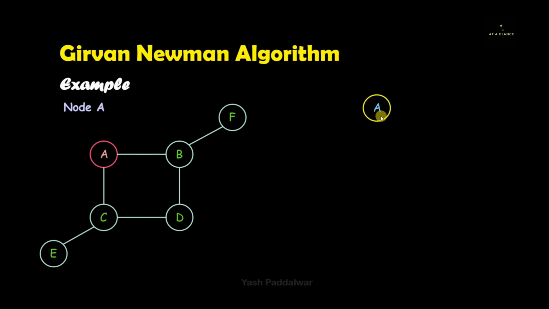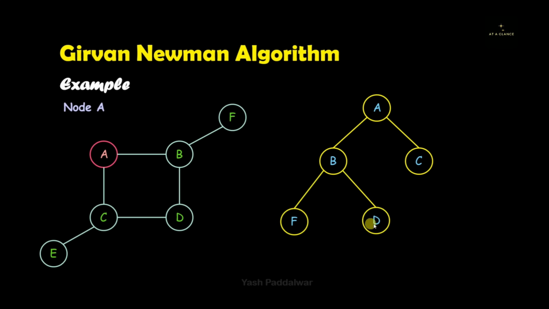So here we have considered the A node first. Now you can see from node A we can reach directly to the C and B nodes. That means the children of node A are node B as well as node C. So the graph will look something like this now. Basically we are following the BFS algorithm, that is the breadth first search algorithm. Now moving to node B, you can see that node B can directly reach node D as well as node F. So the children of node B will be F and D.